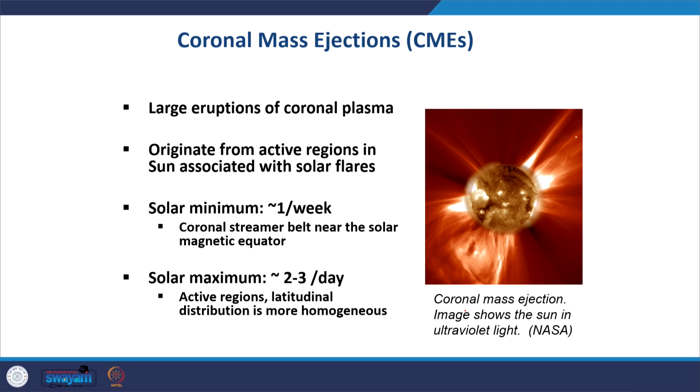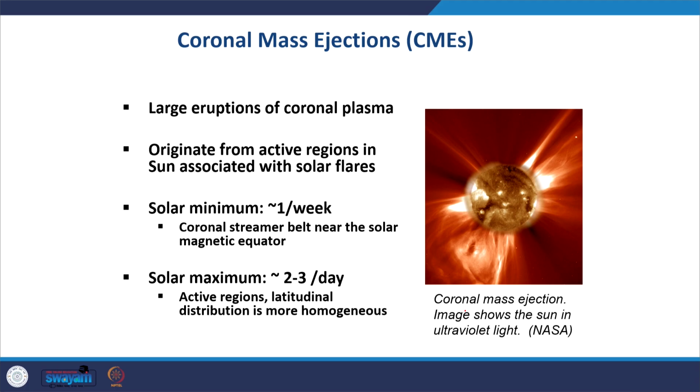Typically, during periods of solar minimum, approximately one coronal mass ejection may occur per week, and during solar maximum, from the active regions, you can expect up to 2 to 3 coronal mass ejections per day. Not all these coronal mass ejections are directed towards the Earth. Sometimes we see them, sometimes we don't.